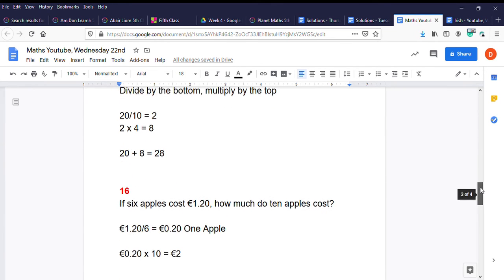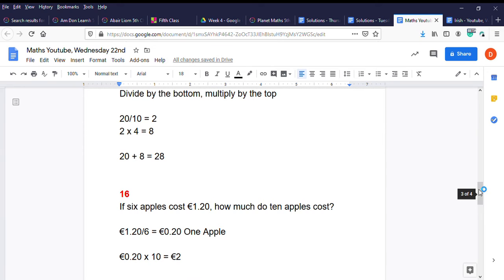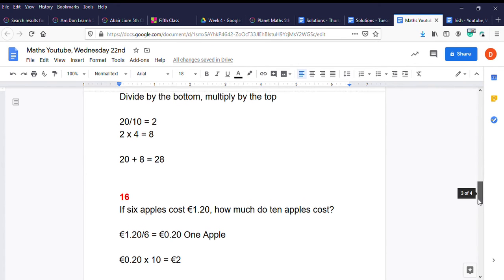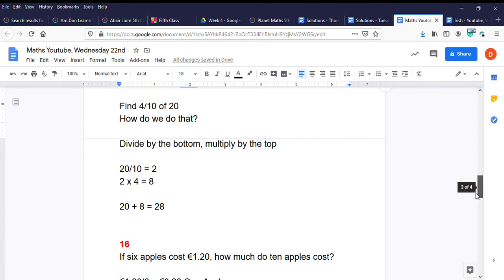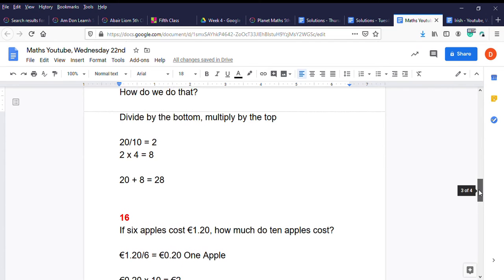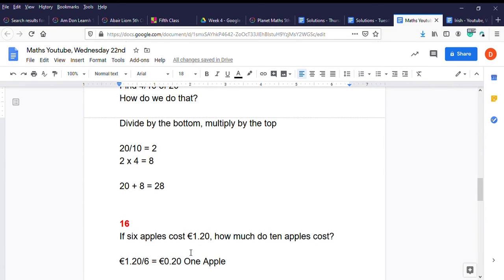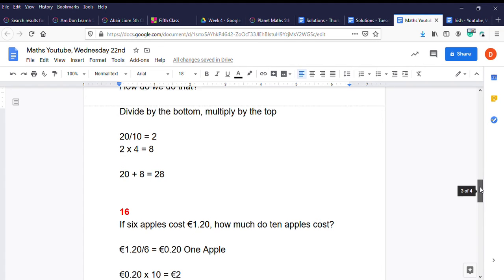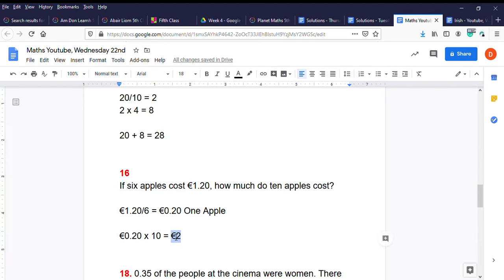On to number 16. If 6 apples cost €1.20, how much do 10 apples cost? Well, we need to find the value of 1 apple first. In order to do that, we divide 1.20 by 6. That gives us 20 cents. That's the value of 1 apple. We need to find the value of 10 apples. In order to do that, we simply multiply 20 cents by 10. When we do that, we get our answer, which is €2, as you can see here.